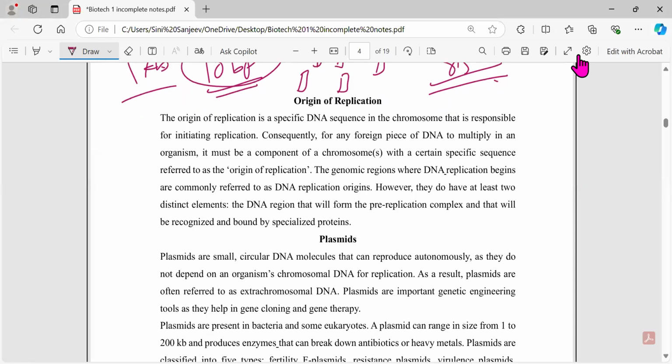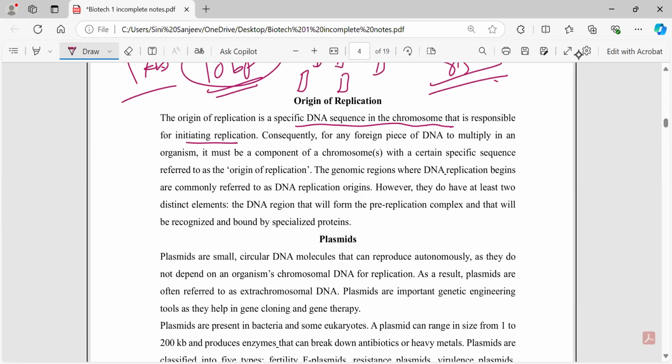Okay, so now next one is what? The origin of replication. Okay, so now we already know in short what the origin of replication is, right? So origin of replication means what? It's the specific DNA sequence in the chromosome that's responsible for initiation of the replication.